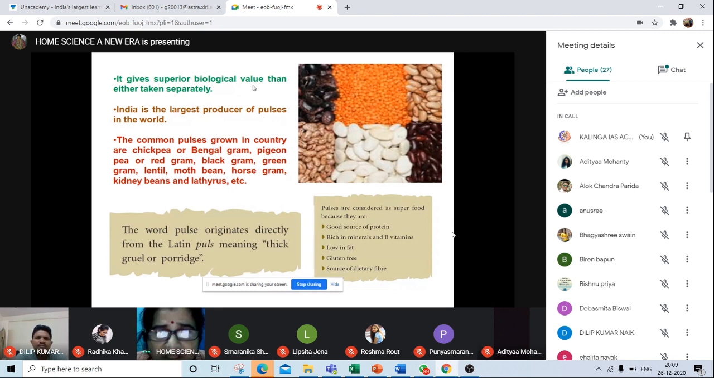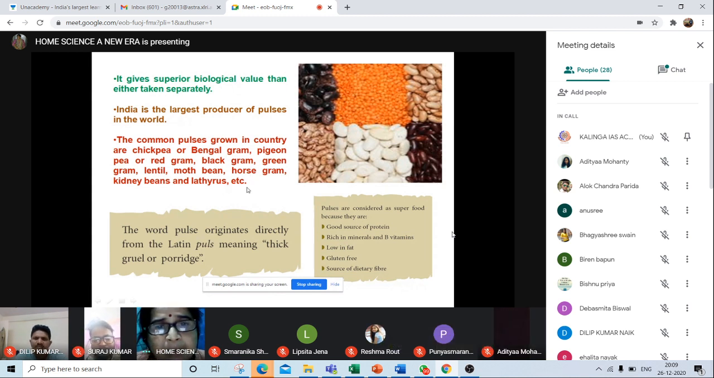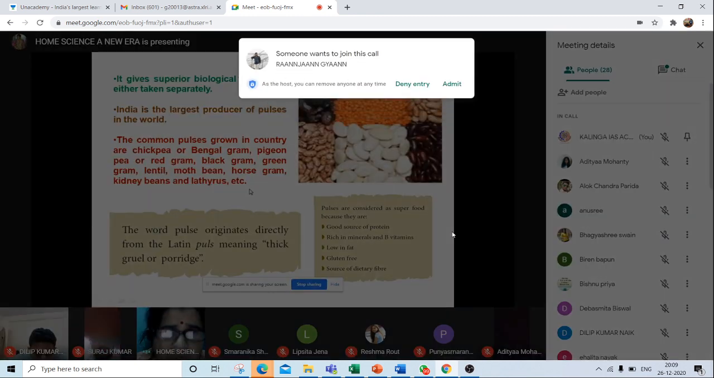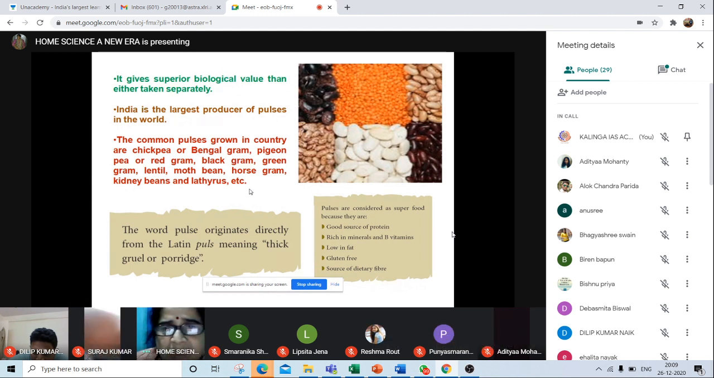But it is now not advised by the Indian Council of Medical Research, because it causes lethargy, which is dangerous. It is a health problem. So it is not advised by the ICMR to consume in our diet. The word pulse originated directly from the Latin puls, meaning thick gruel or pottage.